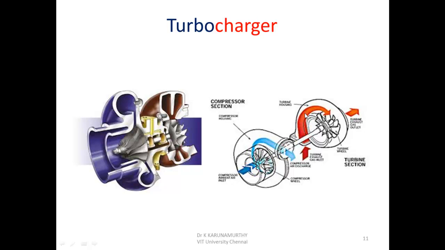The exhaust gas from the engine is used to drive a gas turbine, which is coupled to a compressor. The compressor is driven by the turbine. The compressor takes in air from the atmosphere and compresses it, and the compressed air is supplied to the engine for combustion. So this device we call a turbocharger. A turbocharger contains both a turbine and a compressor. The compressor receives mechanical energy from the turbine, which in turn utilizes the waste heat of the exhaust gases leaving. The compressed air coming from the compressor is sent to the combustion chamber for combustion in the engine.